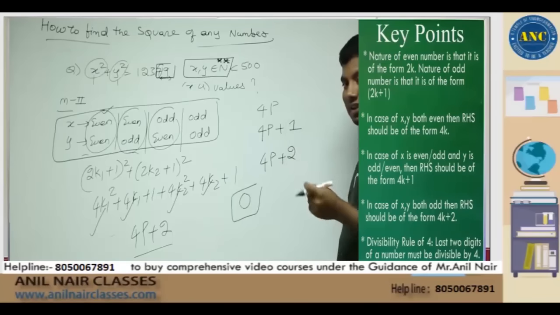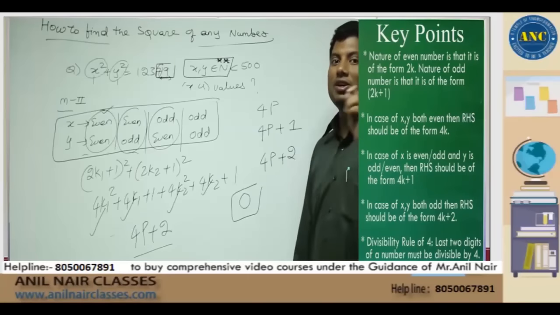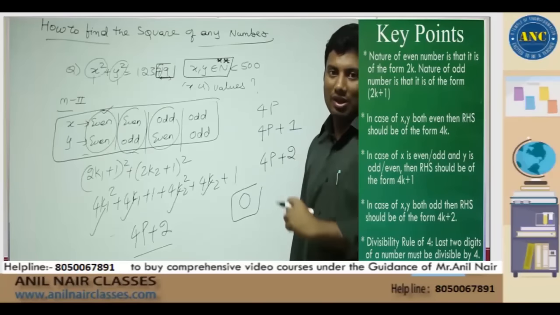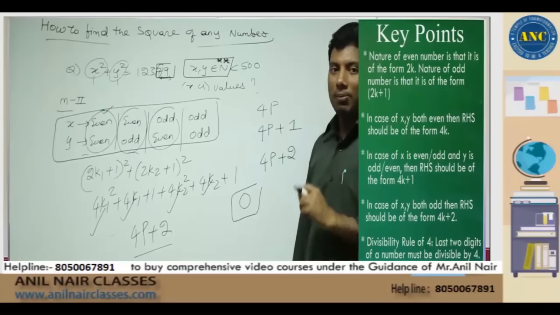That means by using the remainder 3 also, you can solve this question. By using the perfect square also, you can solve this question. I hope you have understood how to solve this question using multiple methods.